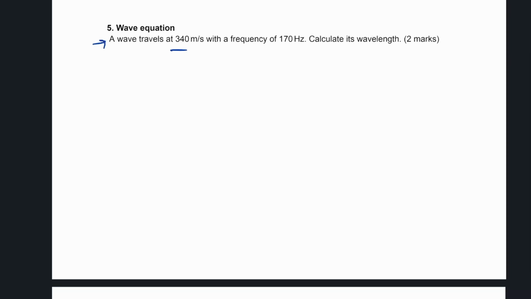So a wave travels at 340 meters per second with a frequency of 170 hertz. Calculate its wavelength. So we're just going to use our wave equation, which hopefully you all should know. v equals f lambda, where v is your velocity, f is your frequency, and lambda is your wavelength. So we want to calculate wavelength here. So let's rearrange for wavelength, or lambda. So lambda is going to be equal to v over f.